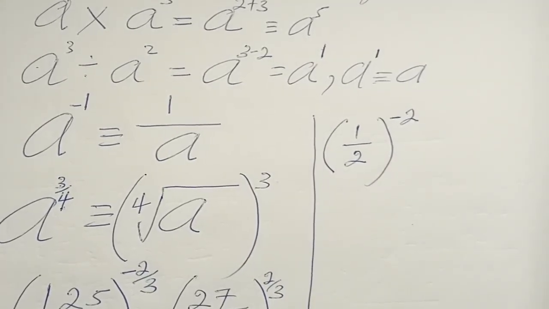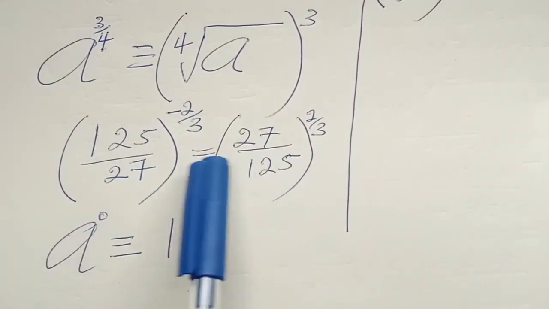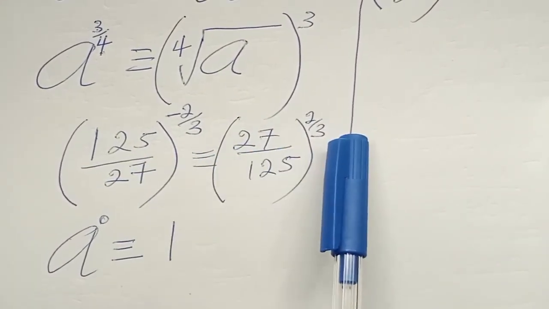Half to the power -2. What is going to be the result of this? Of course, we are going to use the inversion technique, where we invert it and change the sign to positive.